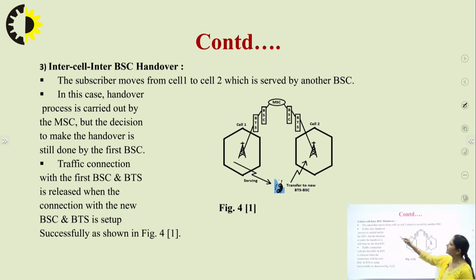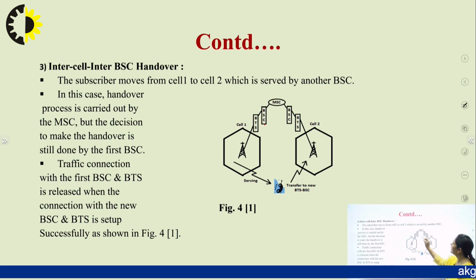This one is inter-cell, inter-BSC handover. You can see two cells are there, so the handover will be inter-cell, and two BSCs will be there. So it will be inter-BSC. So, inter-cell, inter-BSC handover. The subscriber moves from cell 1 to cell 2, which is served by another BSC. Such type of handover will be there.